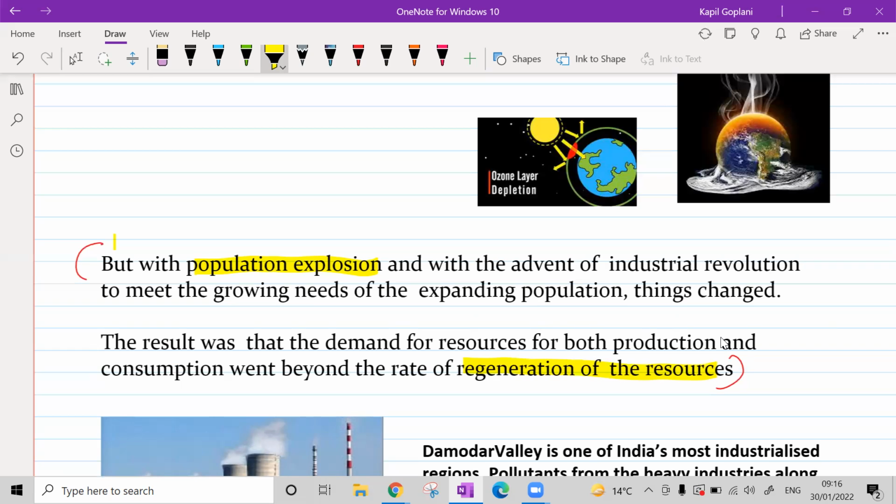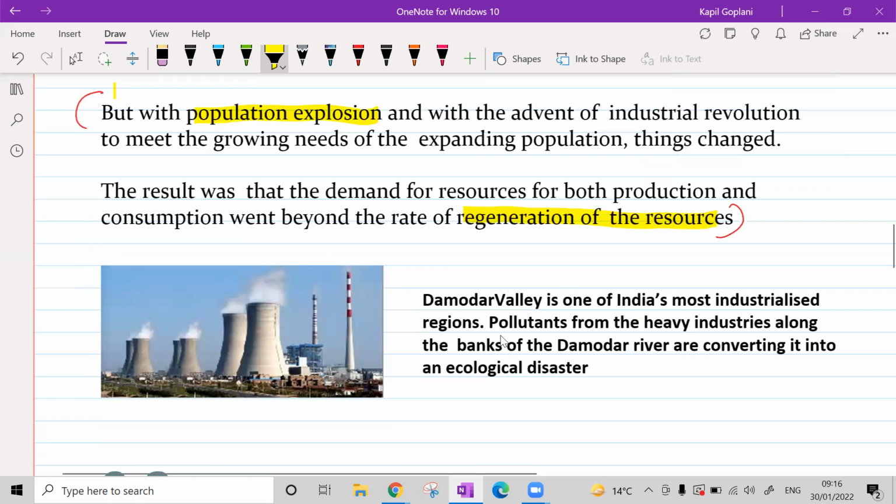Okay. Now coming on to one more aspect, that is the Damodar Valley aspect. Now, Damodar Valley is one of India's most industrialized regions, and it has become the most polluted region also, because heavy industries are there. So, Damodar Valley is one of the most industrialized regions, and it is also the most polluted.